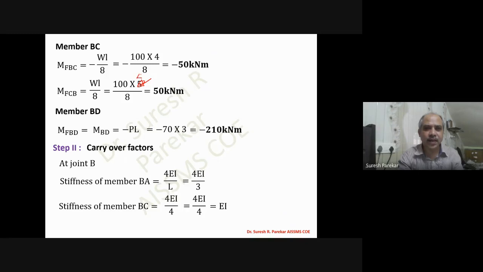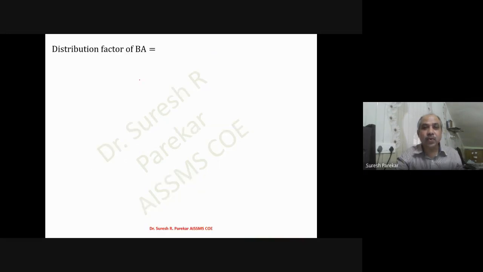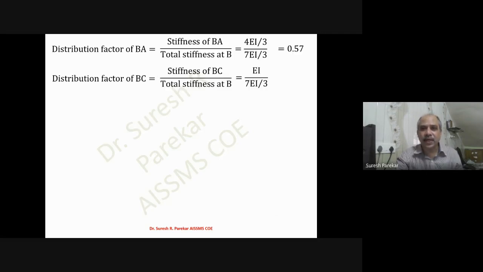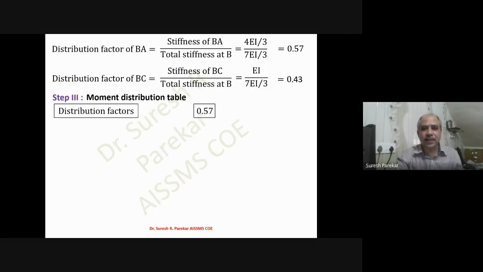And that will give me a value that is 50. So now we will switch over to the total stiffness. So we have EI and 1.33 EI. Actually, this comes to 2.33. If we take it in fraction only, then we are going to get the values 0.57 and 0.43. Now, if we go to the moment distribution table, then we have 0.57, 0.43.